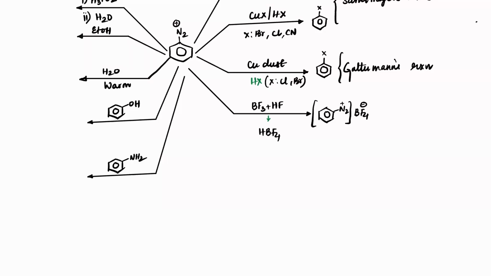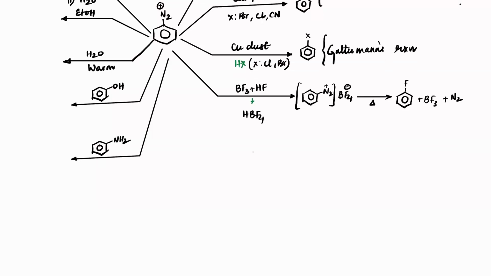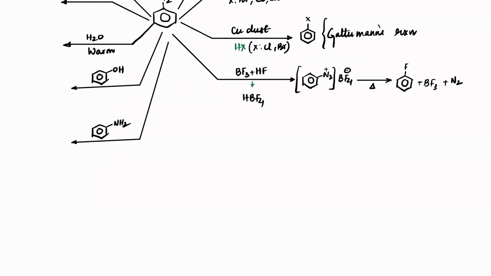Sorry, some kind of salt formation. That salt on heating gives the fluoride here, BF3 and N2 form. So we get this as the fluoro product. So this entire reaction set is called the Balz-Schiemann reaction. Got it? So this is called Balz-Schiemann reaction. Okay.